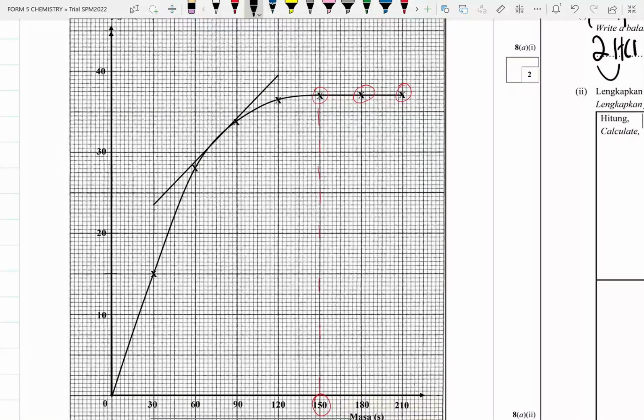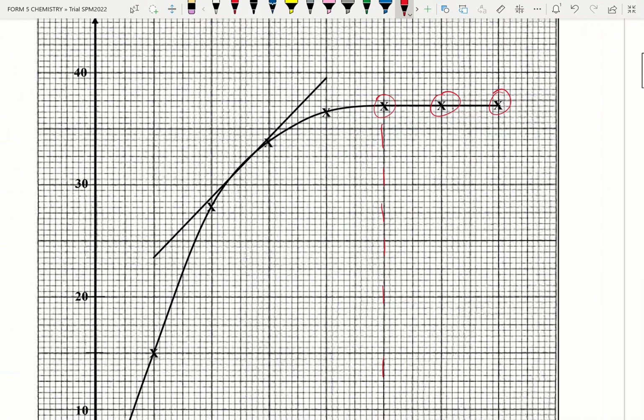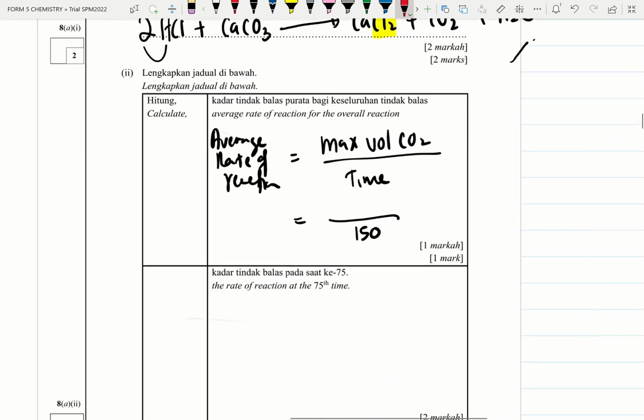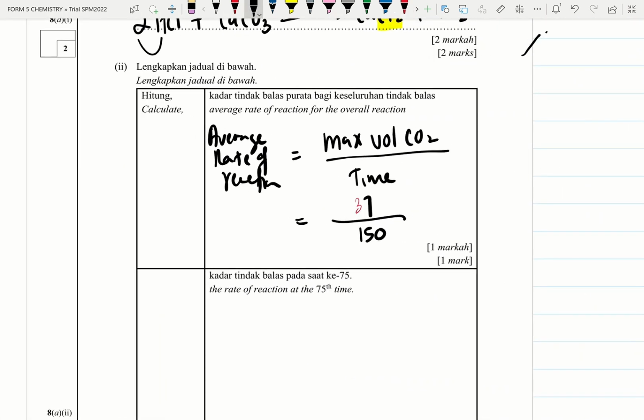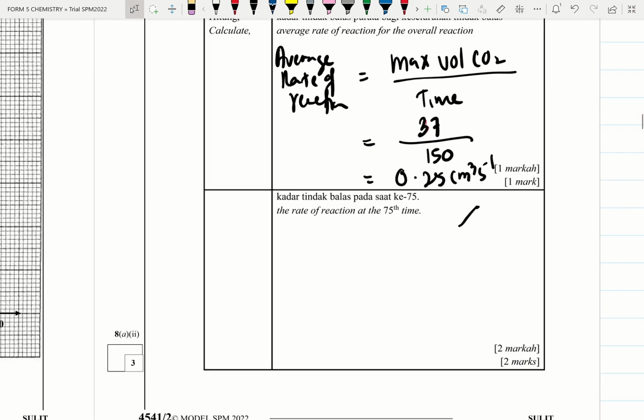Alright, so now we go for the maximum volume of carbon dioxide gas collected. The maximum volume will be here. Alright, so the maximum volume is this. So this is 31, 32, 33, 34, 35, 36 and 37. So the maximum volume is 37 cubic centimeter. So the maximum volume collected is 37. So we find the answer, 0.25 cm^3 per second. Alright, so now we move on to the next question.